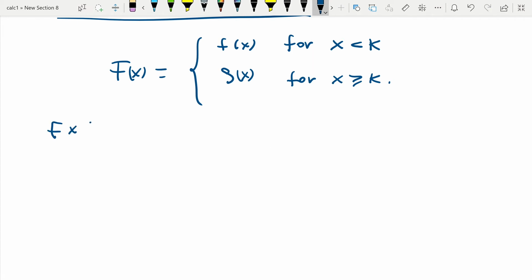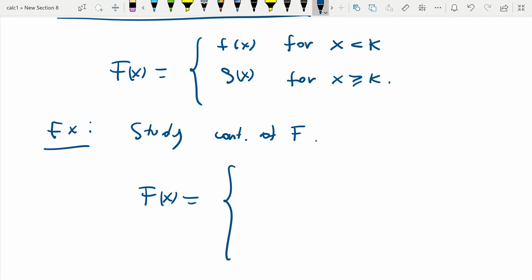For example, let's try to study the continuity of the following function. Capital F here is defined as x squared for x less than 2, 5, so just a constant, for values of x between 2 and 4, and x plus 1 for values of x greater than 4.